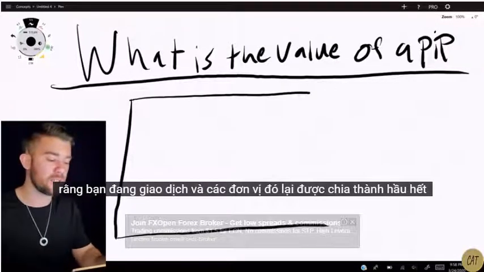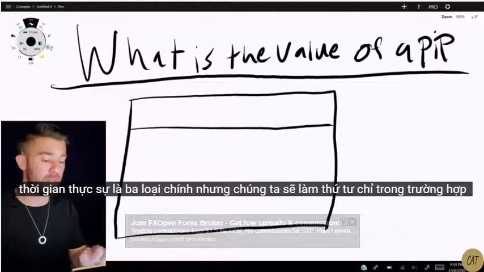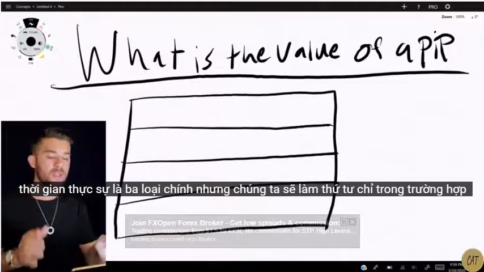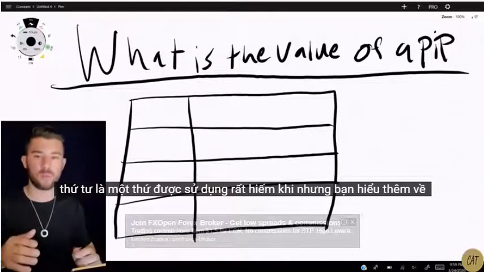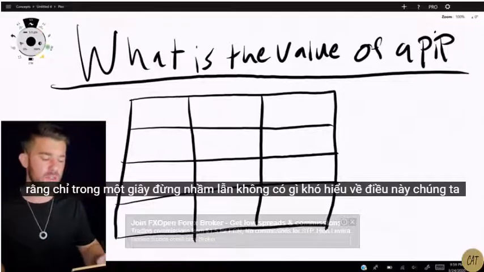And those units again are broken down into, most of the time, 3 major types, but we're going to do a 4th just in case. The 4th one is one that's used very rarely, but you'll understand more about that in just a second. Don't get confused, nothing confusing about this.